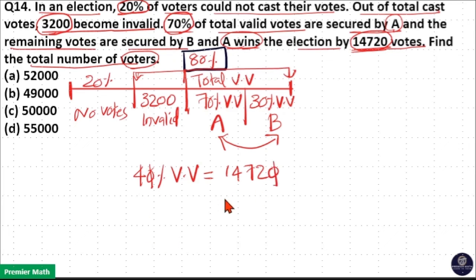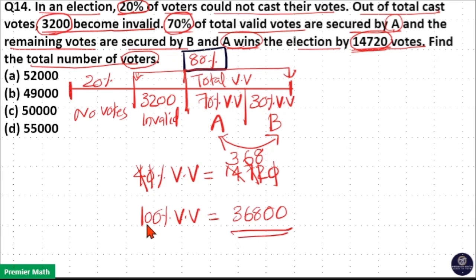4 goes 3 times in 14, remaining 2. 4 goes 6 times in 27, remaining 3. 4 goes 8 times in 32. Now 1% is 368 means 100% valid vote is equal to 368 into 100. Now here 100% valid vote means total valid vote. So 100% valid vote is 36,800.